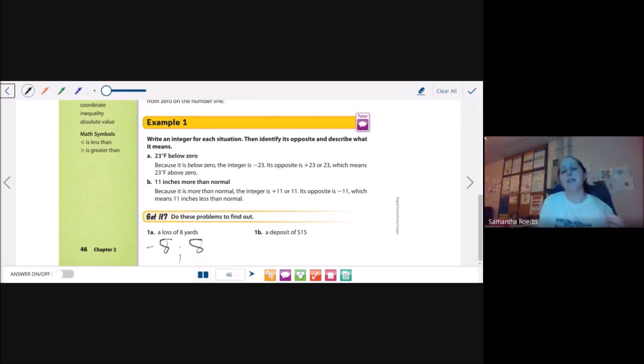Next, a positive of $15. So you put money into an account, okay? So that's +15. Its opposite is -15, and that's a withdrawal.